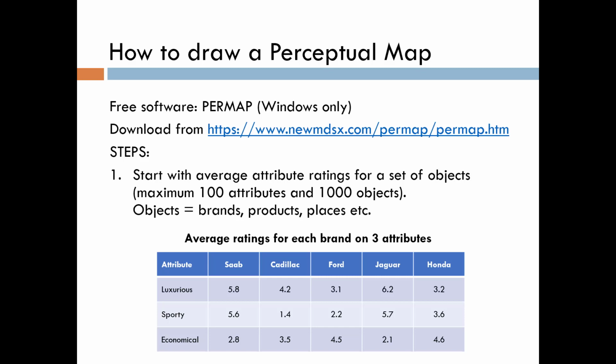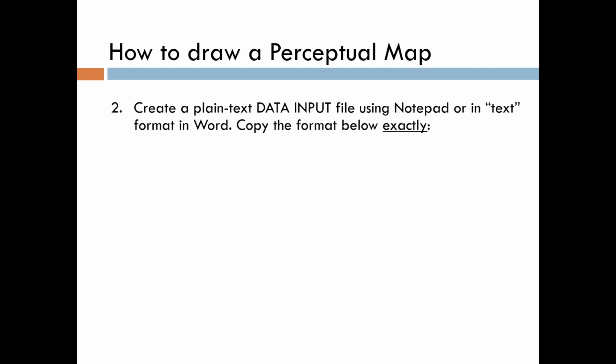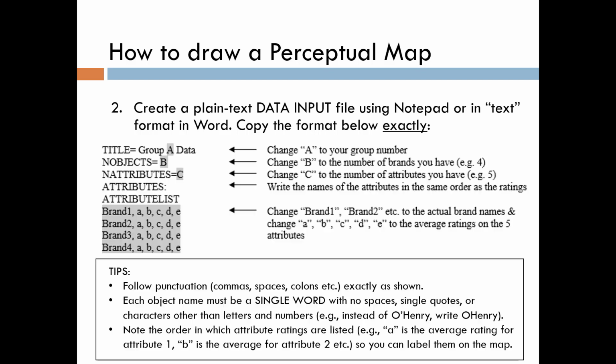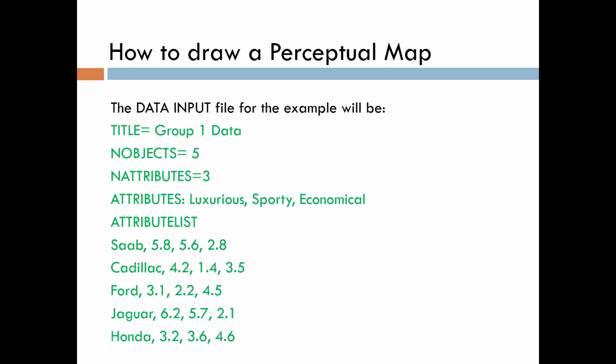Start with average attribute ratings for a set of objects, such as those in this table. Next, create a text file containing the commands you need and the data you want to use for generating the map. The file should be created in a plain text editor such as Notepad or using the text format in Word. The software is very unforgiving of any errors in the input file, so make sure to read the instructions carefully and see the tips below in order to avoid problems. For reference, here is the data file we created for the example with the cars.